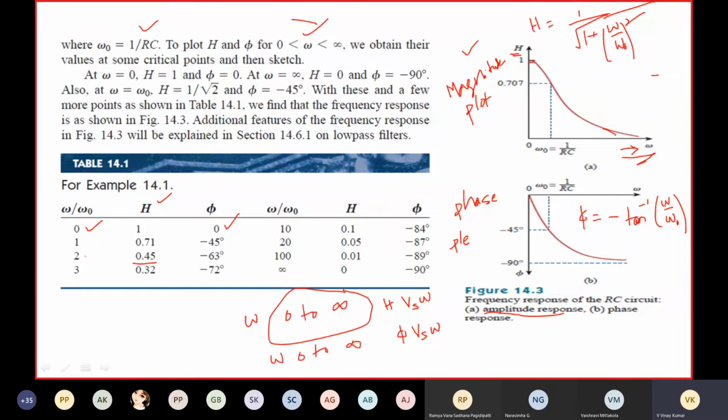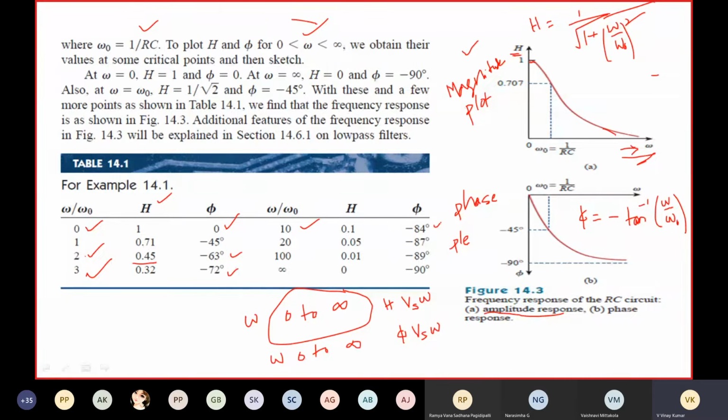When omega by omega naught is equal to 1, minus tan inverse of 1 is equal to minus 45 degrees. When omega by omega naught is equal to 2, you get minus 60 degrees, minus tan inverse of 2. Minus tan inverse of 3 is minus 72 degrees, and minus tan inverse of 10 gives minus 84 degrees.